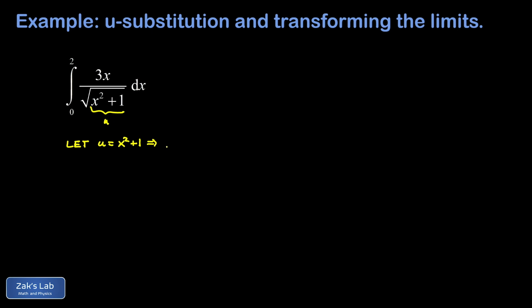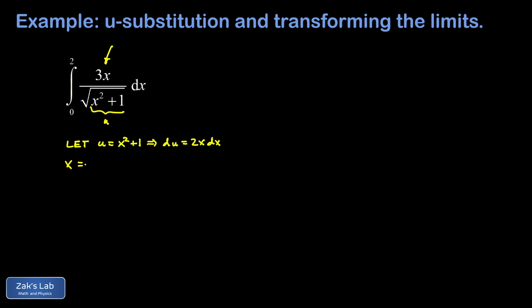Then we need to transform the differentials here. So du is going to be 2x dx. And by the way, I can already tell this is a hopeful substitution because it's not that hard to build a 2x into this numerator by just manipulating the constants. So we'll get to that in a minute. But I also want to transform my limits of integration first.